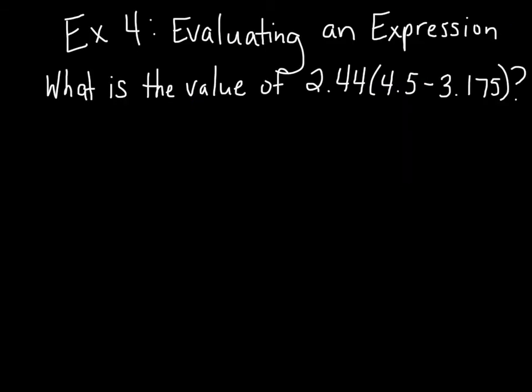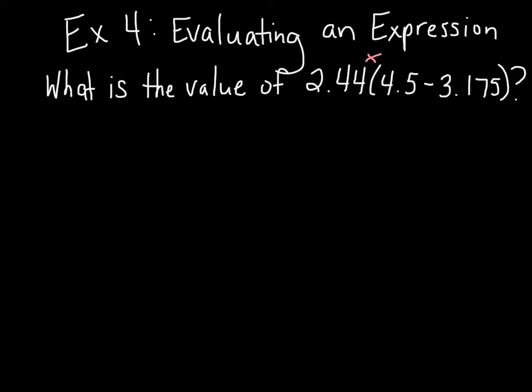For example 4, we're going to keep working on evaluating expressions. And so we're going to try to figure out what is the value of 2 and 44 hundredths times, because remember, anytime you have parentheses right next to another number with no operation sign in between, then that means multiplication. And so if you need to write a little reminder to yourself in there, go ahead and do that. Oops, just make sure it doesn't look like a plus sign because we're multiplying there. And then we're multiplying that by 4 and 5 tenths minus 3 and 175 thousandths.